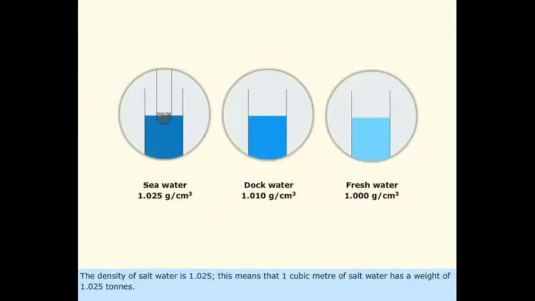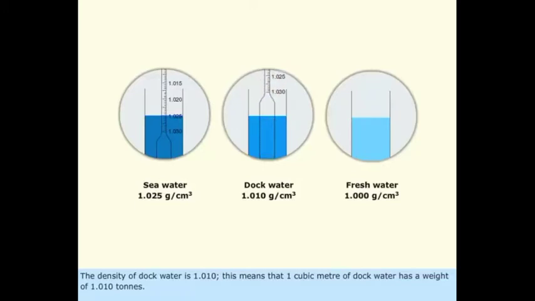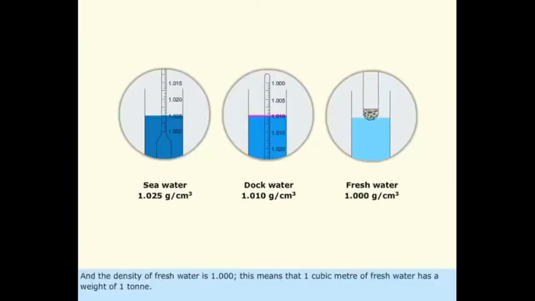The density of salt water is 1.025. This means that 1 cubic meter of salt water has a weight of 1.025 tons. The density of dock water is 1.010. This means that 1 cubic meter of dock water has a weight of 1.010 tons. And the density of fresh water is 1.000. This means that 1 cubic meter of fresh water has a weight of 1 ton.